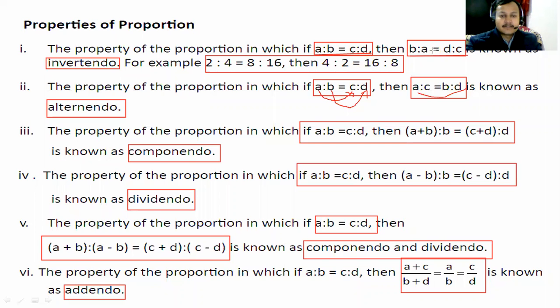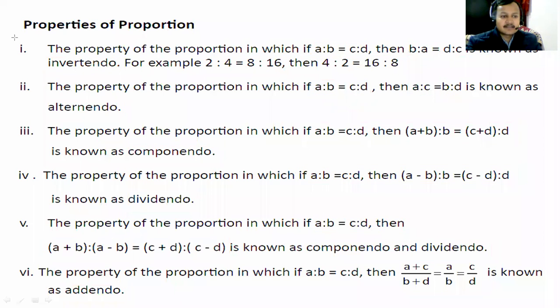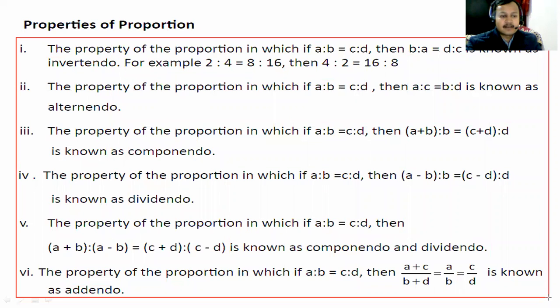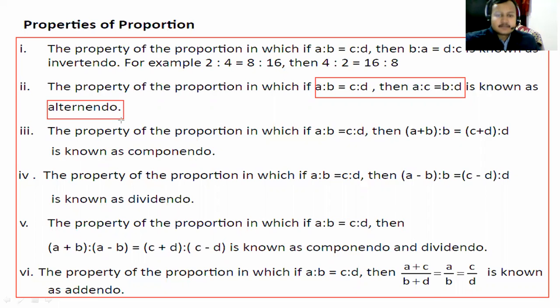If the exercises can be done well without memorizing these 6 properties, there is no need to remember them. I can't say read and remember these all. Just know that such things exist. Sometimes if these terms come, invertendo, alternando, componendo, dividendo or addendo, you should not be confused about what it is and where it came from. These we discussed here as the properties of proportion. Now let's move forward.